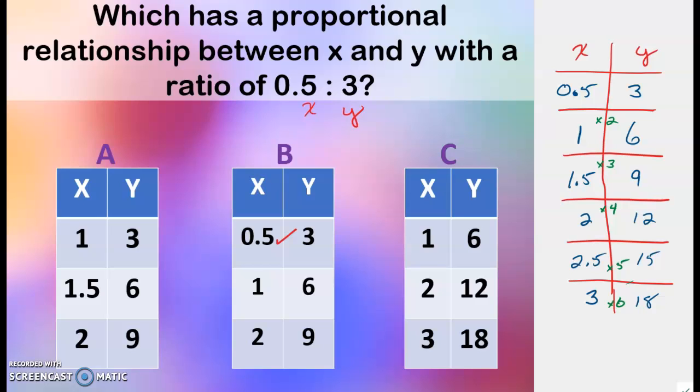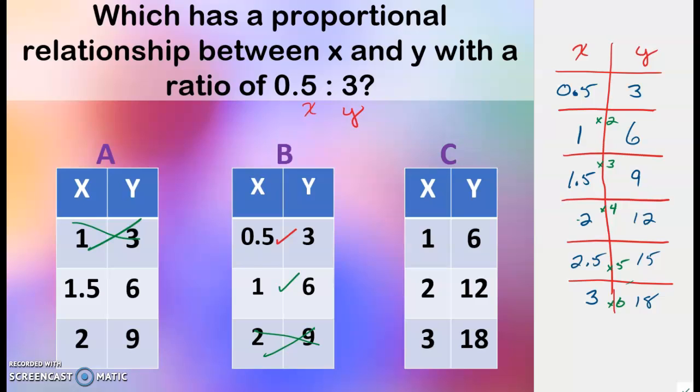First we have 1 to 3. This is 1 to 6, so this does not match our table. Here is 1 to 6. We have 1 to 6 over here, so that matches. 2 to 9. We have 2 to 12, so that one's not going to match.